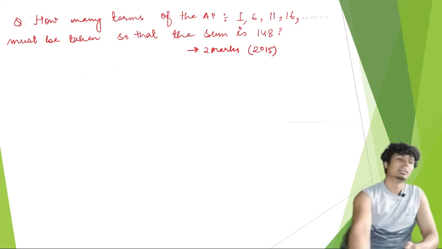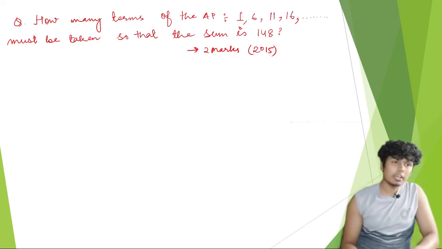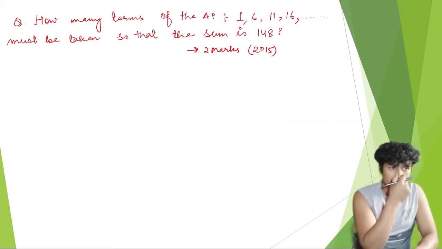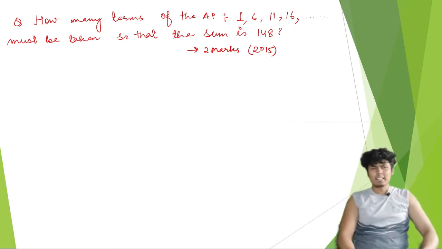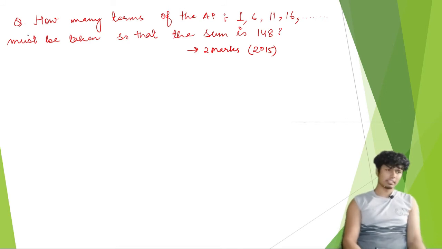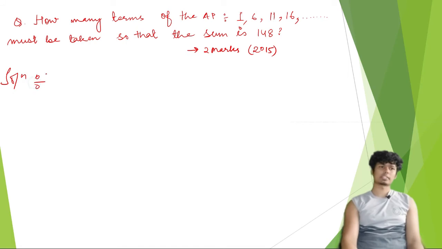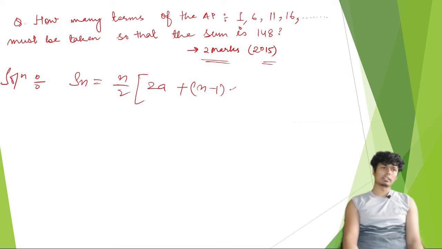How many terms of an AP 1, 6, 11, 16 must be taken so that the sum is 148? Now the question is a little tricky, it is trying to trap us. Don't worry, we are not going to fall into any such trap. This question was asked for 2 marks in 2015. Let us write down the formula. n divided by 2 into 2a plus n minus 1 d.